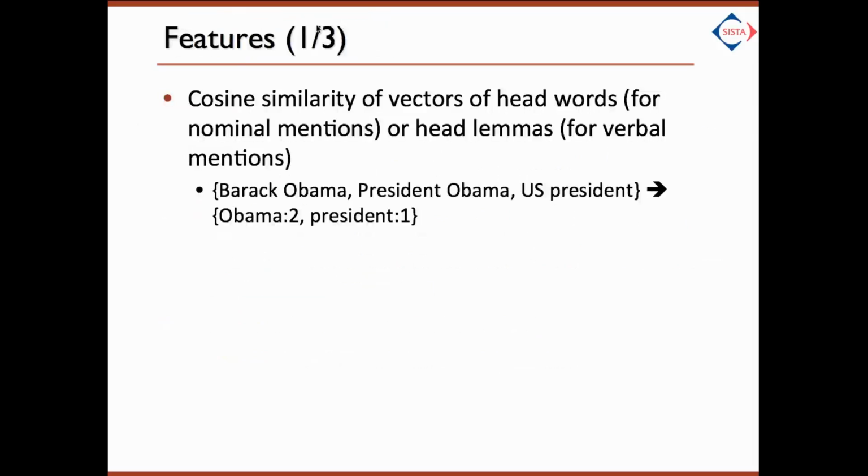So here's the first one. We do a cosine similarity of vectors of headwords of two clusters. What I mean by that is, suppose you have this cluster: Barack Obama, President Obama, US President. If you extract the headwords, you get Obama, Obama, President. You can build a vector where you have the word Obama with the weight 2, you've seen it twice, and the word President with the weight 1. You do the same thing for all the clusters you have, and then you just compute the similarity between these word vectors.